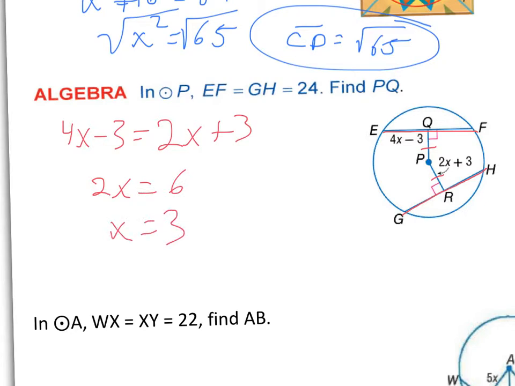So once we solve for x, we can plug that into PQ, which is 4x minus 3. So 4 times x, which is 3, minus 3. We find that PQ equals 9.